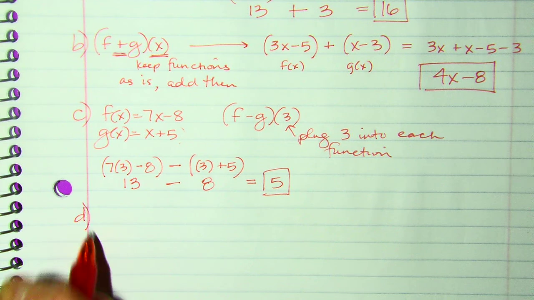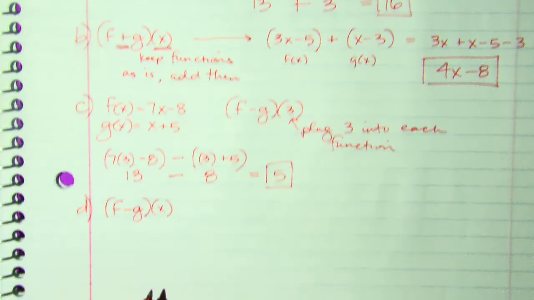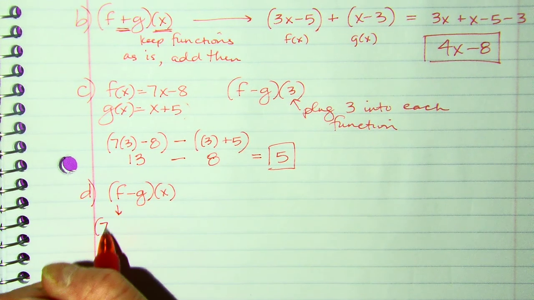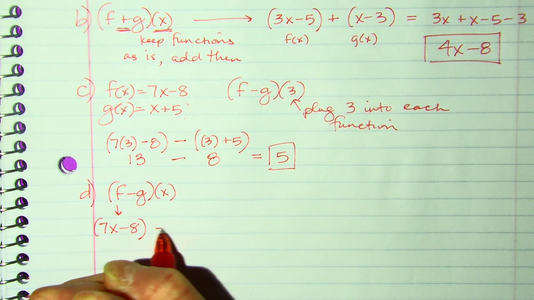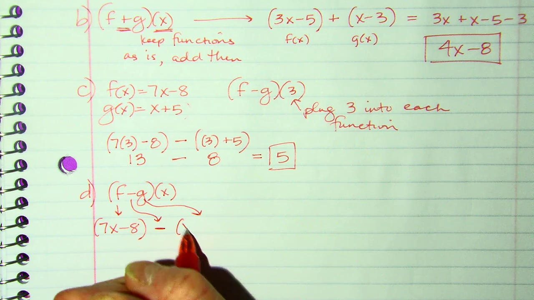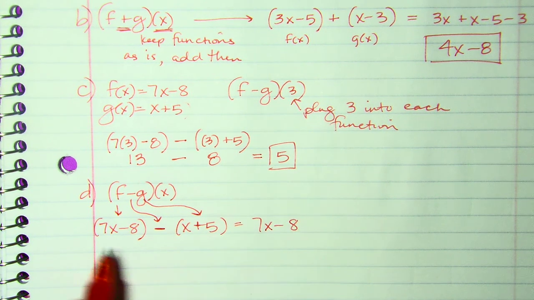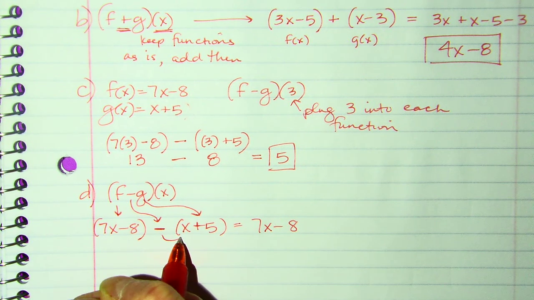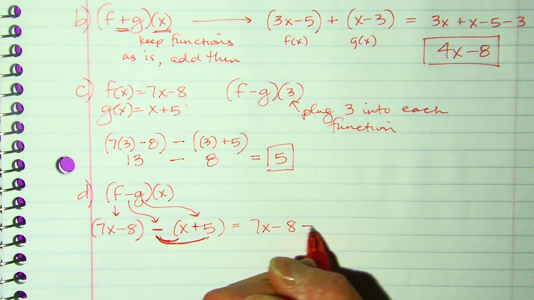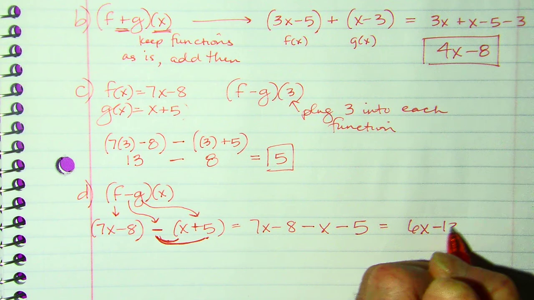All right, D, they've asked for f minus g of x. And it's the same two functions as above. So the function of f is 7x minus 8. And I'm subtracting g, which is x plus 5. So that equals 7x minus 8. I just dropped the parentheses. Remember, this negative has to be applied to both. So minus x minus 5. And that gives me 6x minus 13.